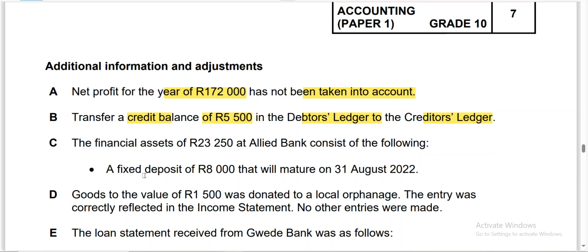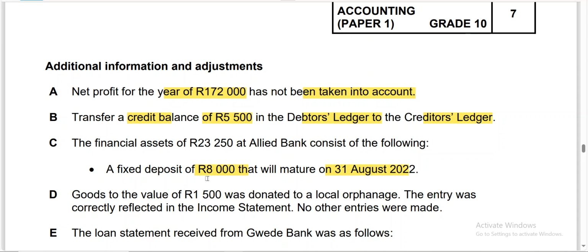What are they saying? In this 23,250, they are saying a fixed deposit of 8,000 that will mature on the 31st of August. So remember, this fixed deposit is maturing in the next 3 months, because after June we are going to have July and August, so it means it's maturing within the next 12 months.